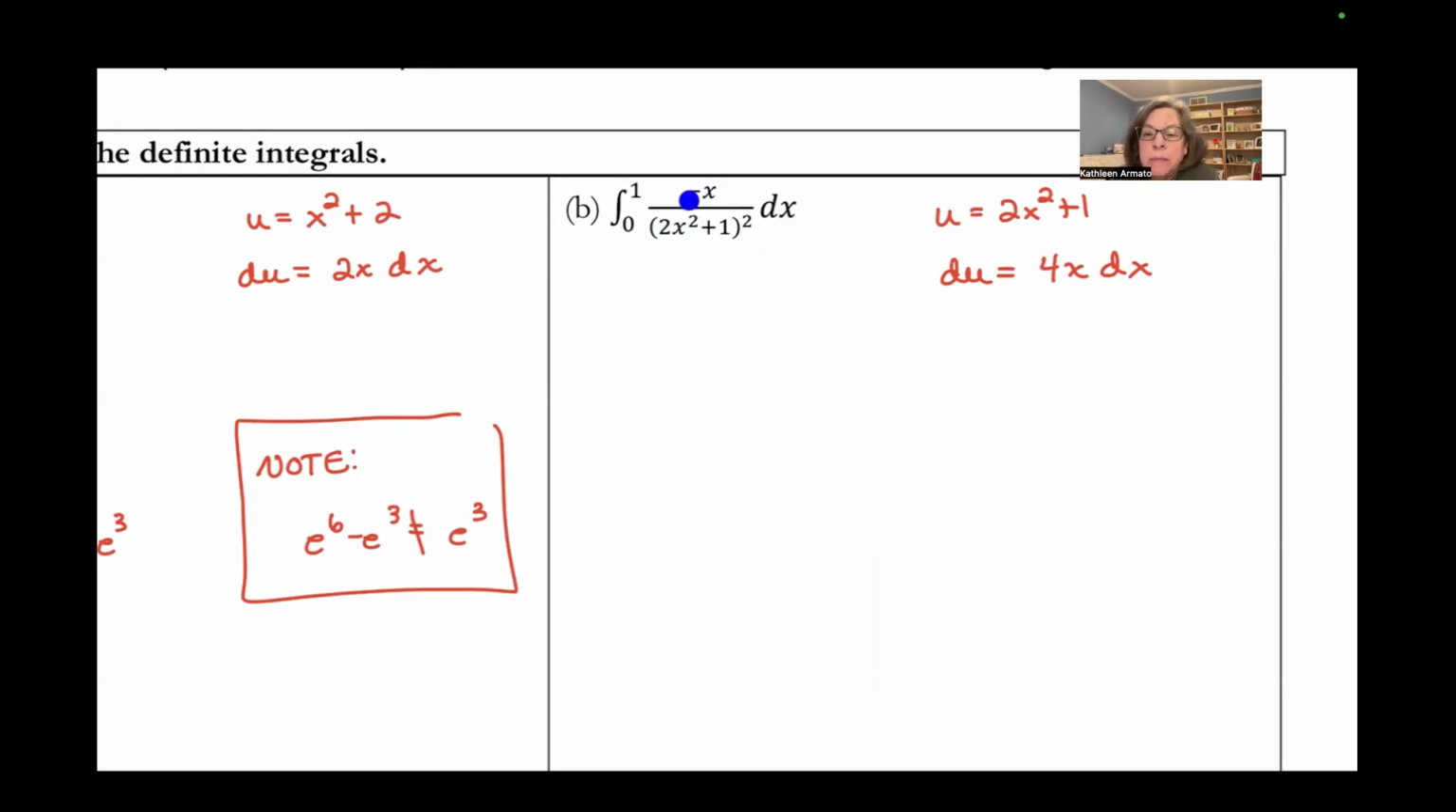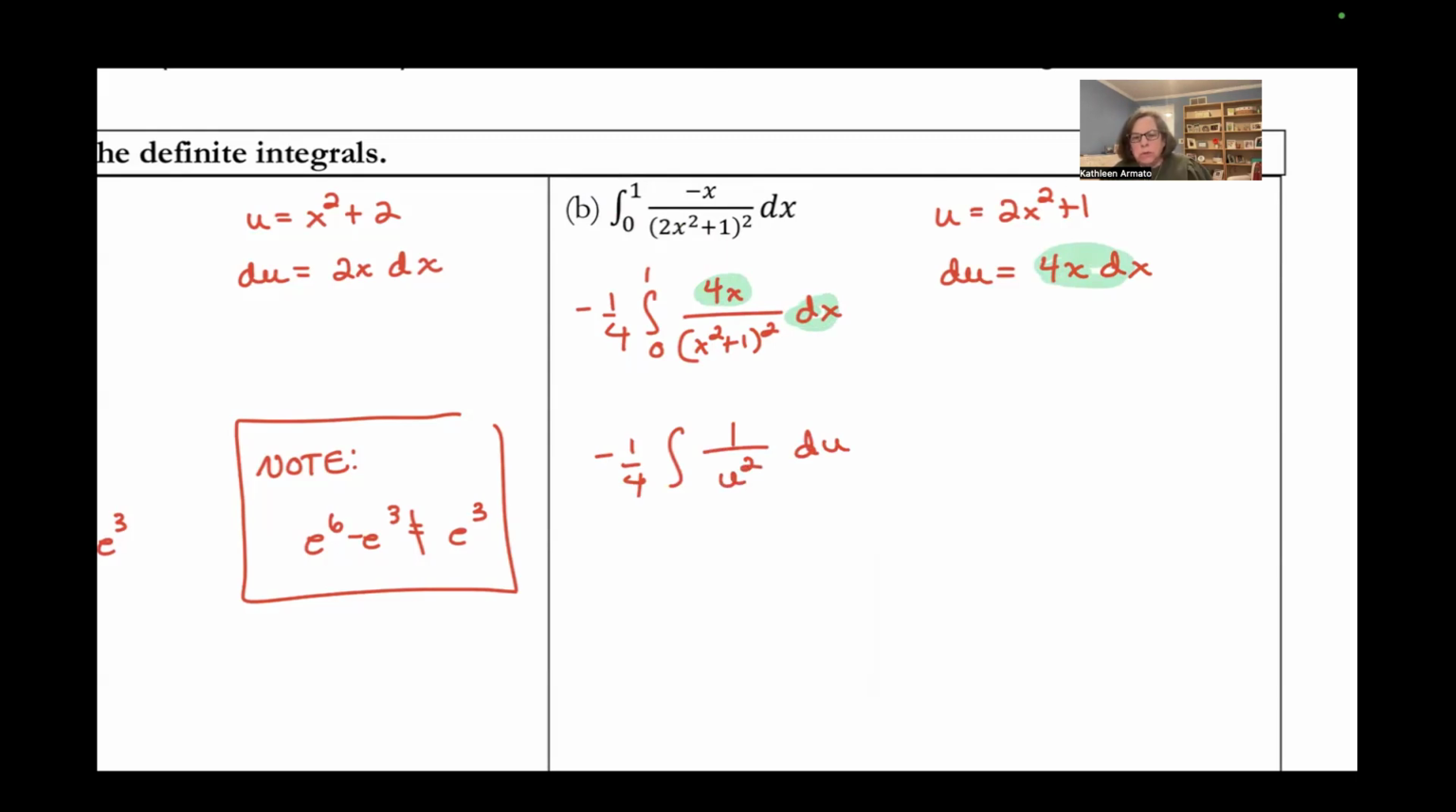This negative, I don't really need it, because there's no negative over here. So I'm going to pull the negative out. I'm going to have to do a 1/4 and make that a 4x. Okay, so the 4x dx, that's the du. So I have -1/4 du, 1 over, and I replace the 2x squared plus 1 with u. So 1 over u squared.